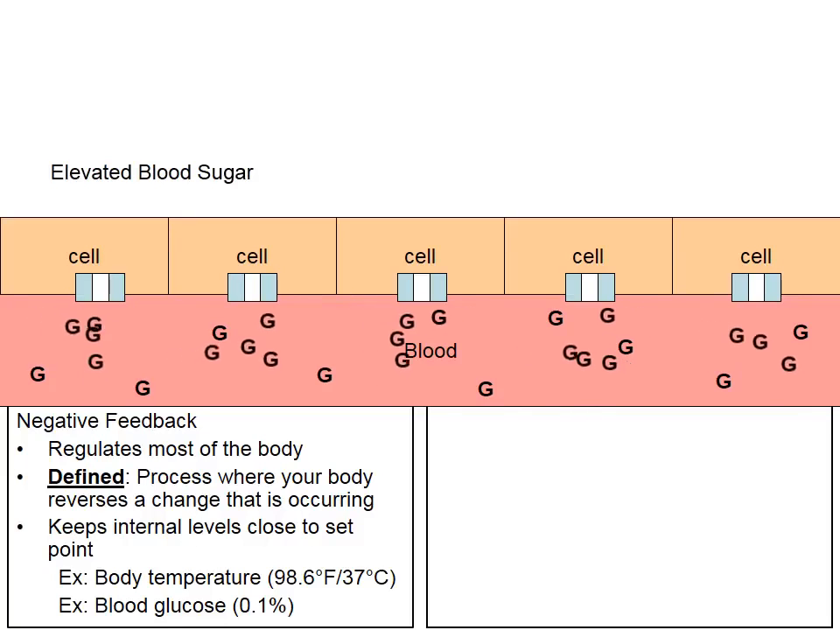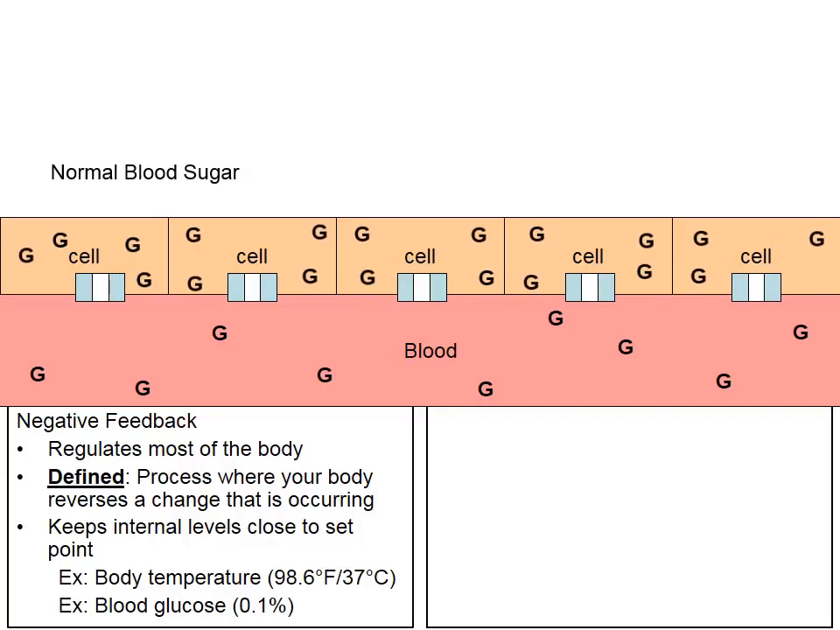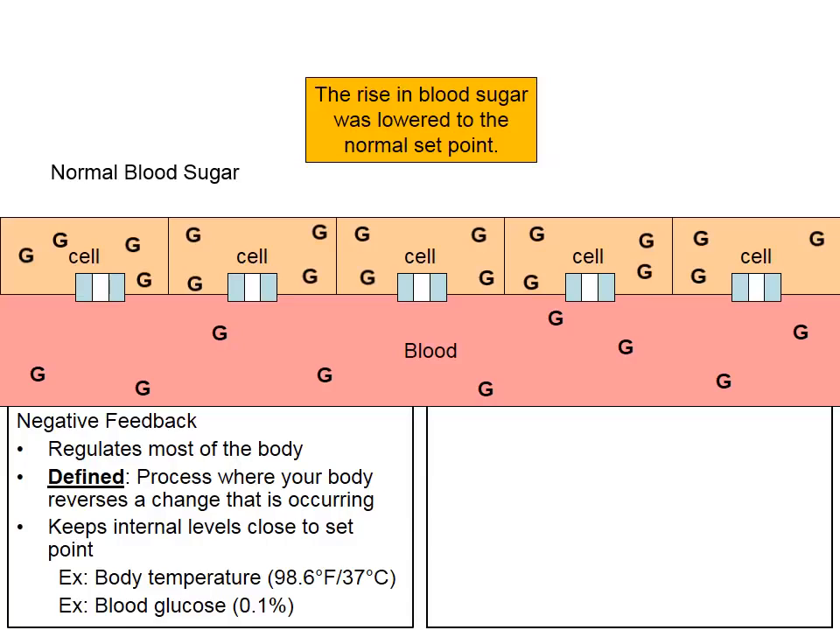So the glucose is going to diffuse through those open channels. Well, I hope you see what that did to the level of sugar in the blood. That reduced the blood glucose level back to its normal 0.1%. This is again a great example of negative feedback, simply because negative feedback reverses the change. The change is that the blood sugar became elevated, and so the body responded in a way to lower the blood sugar back to its 0.1% set point. Great example of negative feedback.